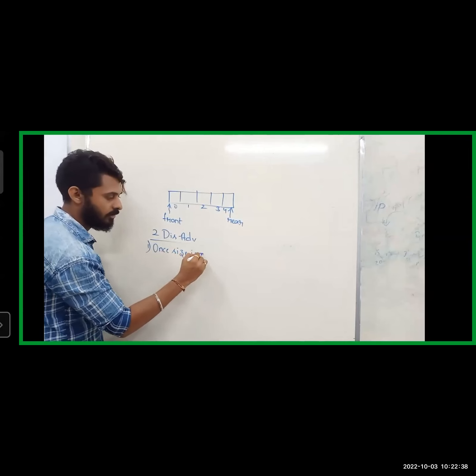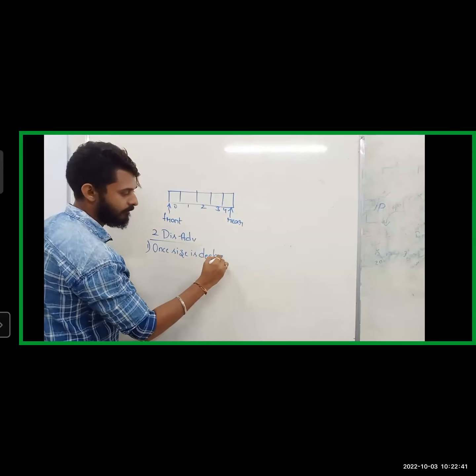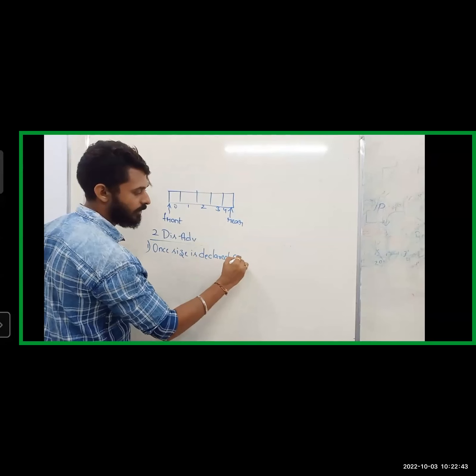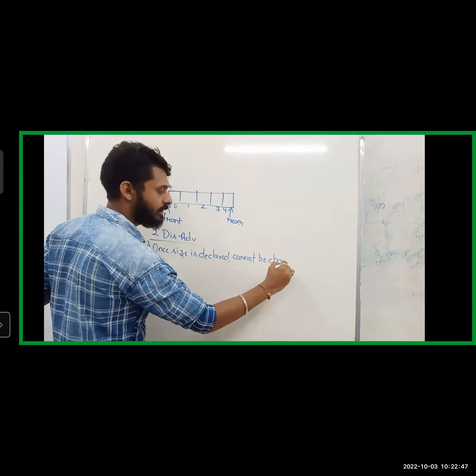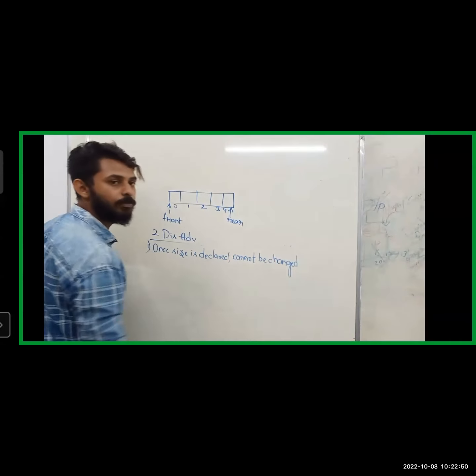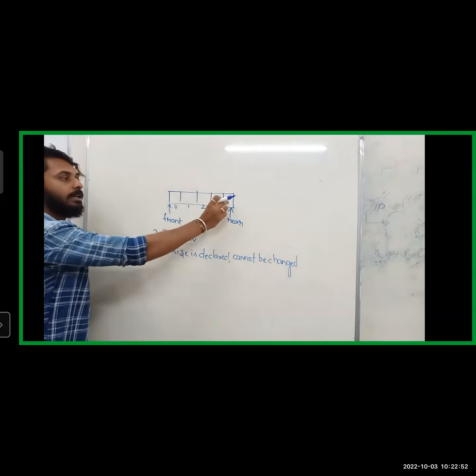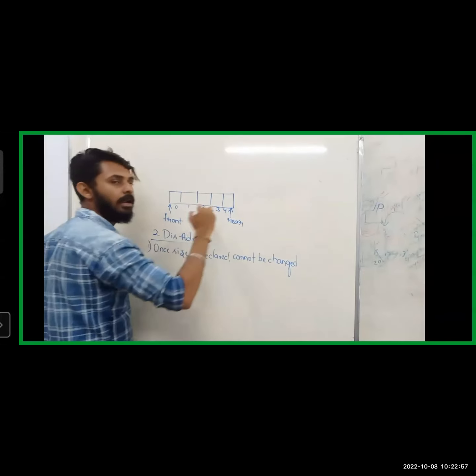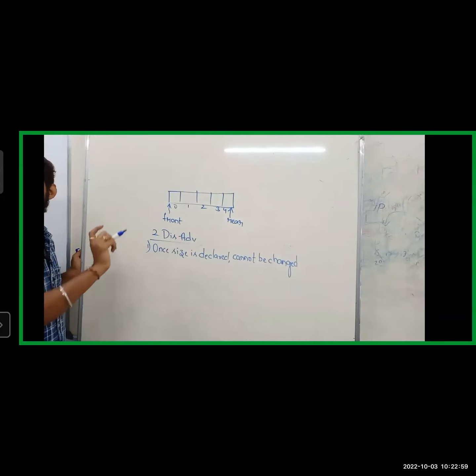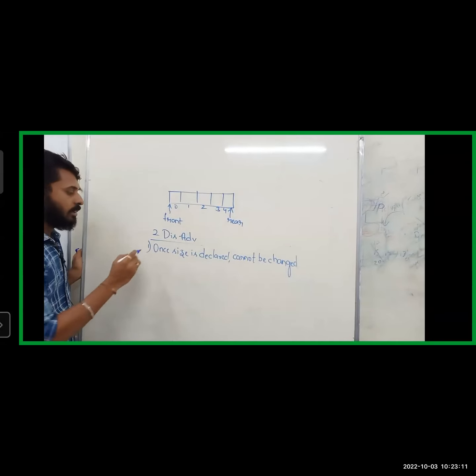Once the size is declared, it cannot be changed. This is one such disadvantage of arrays. Can I increase the size and add? Not possible. If you have declared 10 locations, then I cannot increase and add. But unnecessarily, should I keep 100 locations? I'm not sure how many people will come. Should I keep unnecessary locations? It doesn't make sense. So that is one disadvantage.